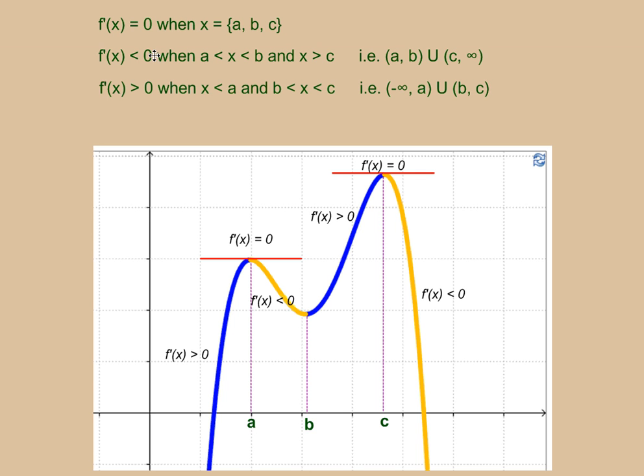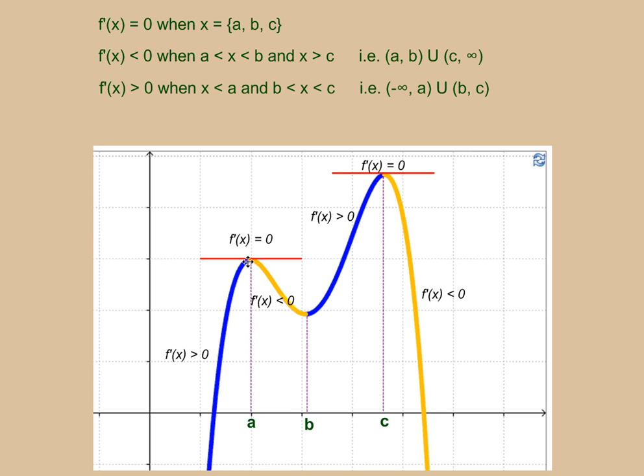So we want to know when it's negative. So it's between A and B, this section here, and also when we're greater than C, this part around here, it's negative again, so x greater than C, which we can represent then as either (A, B) and (C, infinity).